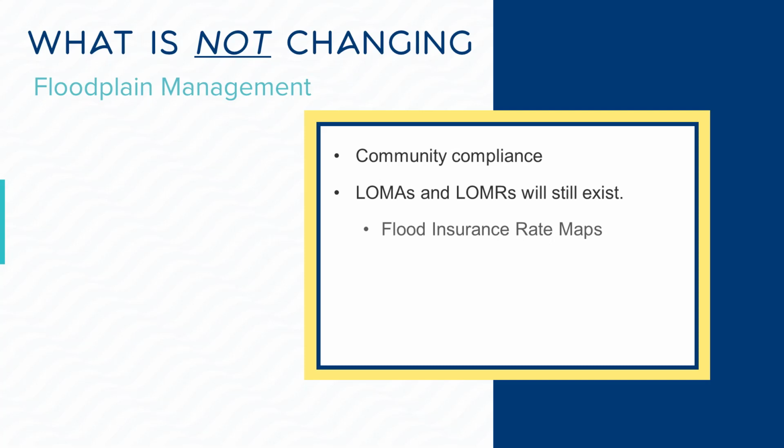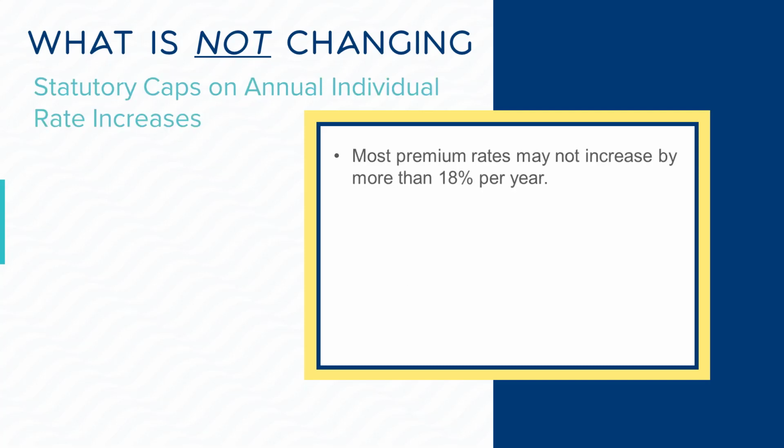And in case some of you do not know, whenever a local community joins the National Flood Insurance Program, they agree to adopt and enforce a set of floodplain management regulations. In addition, LOMAs, the letters of map amendment, and LOMRs, the letters of map revision, are still going to exist. Floodplain administrators, as well as business or homeowners, will still use elevation certificates and flood insurance rate maps to apply for those. Statutory caps, the 18% statutory cap on annual individual rate increases, is not changing.